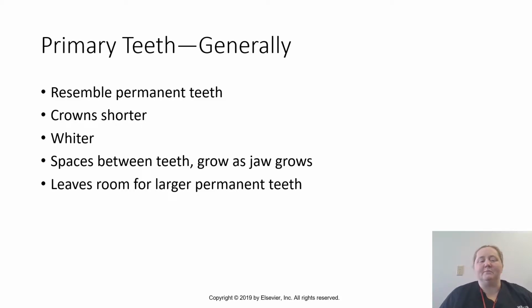So generally they resemble the permanent teeth. The crowns are a little bit shorter. Of course, their mouth isn't going to open as wide, so they would be shorter. They're also whiter, and that's because there's less dentin in them. They have bigger pulp chambers and less dentin, okay? The space between the teeth grow as the jaws grow, so if they have space between their teeth, they're just going to get a little bit more, okay? If they don't have space, their jaw will grow and allow more space. And this is just to leave room for the larger, more permanent teeth, okay?